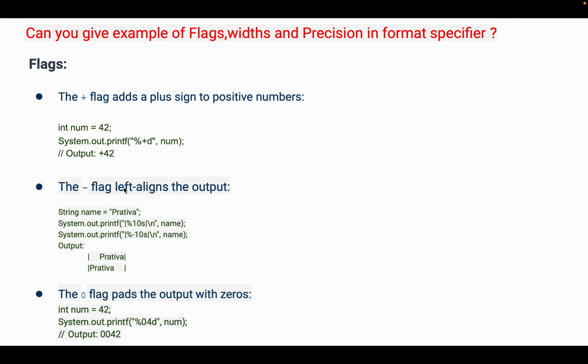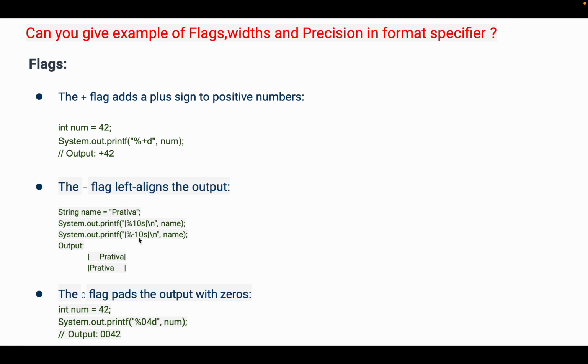Okay, the minus sign left aligns the output. For example, string name is Pratibha. Here we have two printf statements. In System.out.printf, we use the percent sign, then we have 10s. So 10 is actually the width, which we will see again in the next slide. Here we are specifying the width of the total output. Then we have the conversion character. So here percent 10s, whatever the value is, here it is Pratibha, it takes a total of 10 characters, and it prints Pratibha.